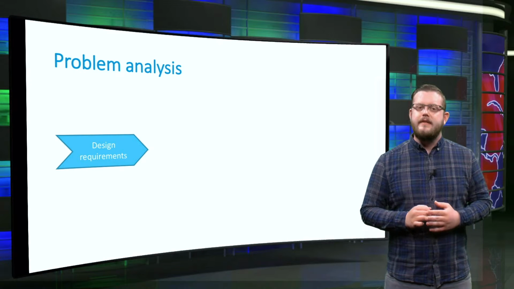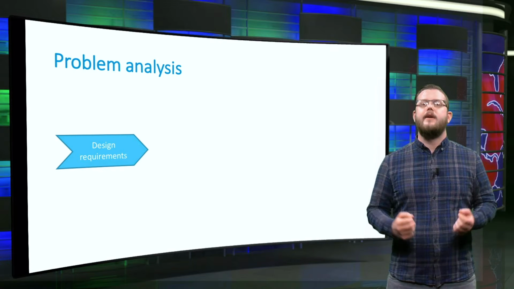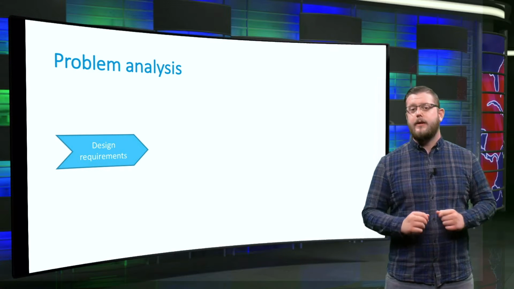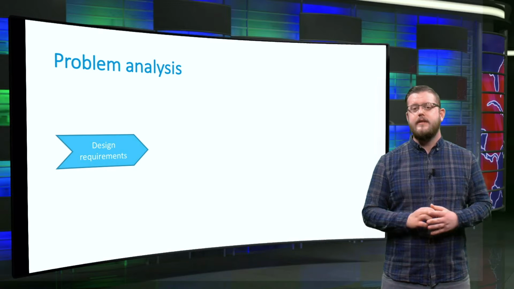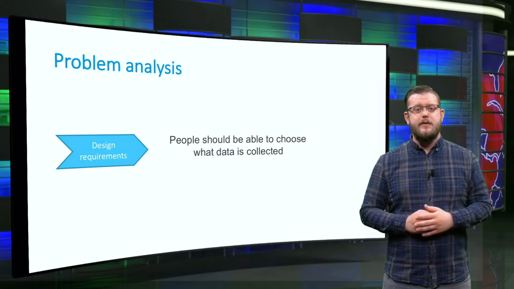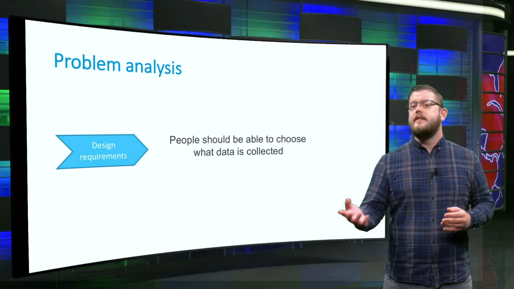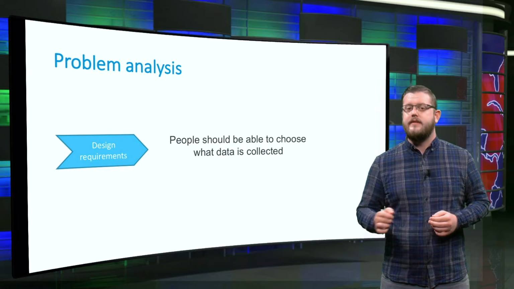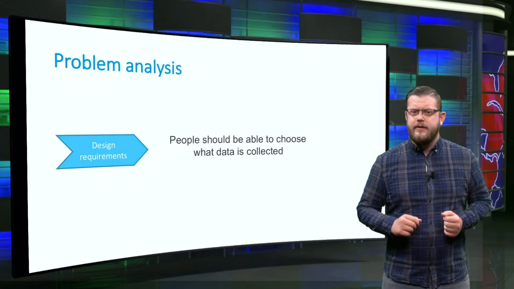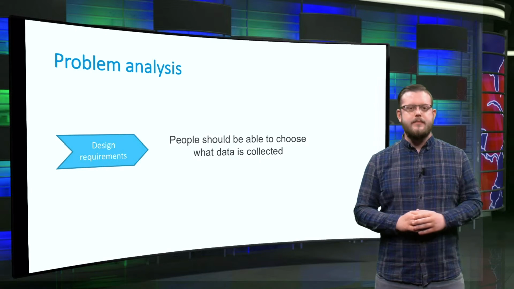These values then need to be translated into design requirements. Possible requirements in relation to privacy and security are: people should be able to choose what data is collected. Sensitive data should not be shared with the energy supplier. Data should be encrypted, and so on.